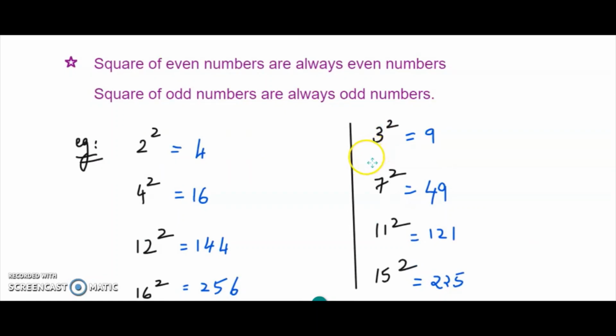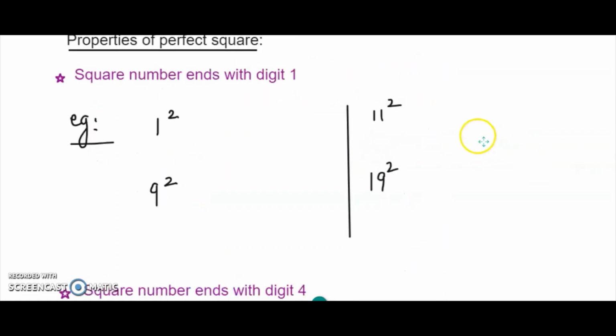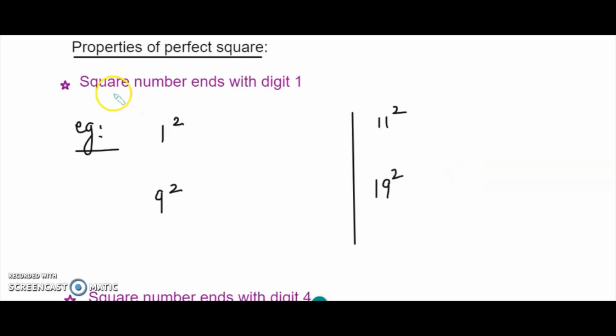Square of an odd number is always odd. Okay, next. Square number ends with digit 1. So, those numbers whose units place is 1 or 9. Again, those numbers which we are squaring, if they have 1 or 9 at their units place, then the perfect square number will always have 1 at its units place.